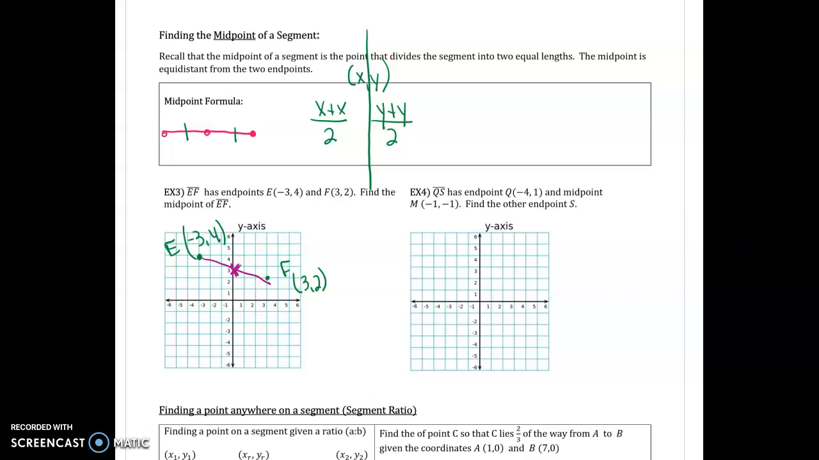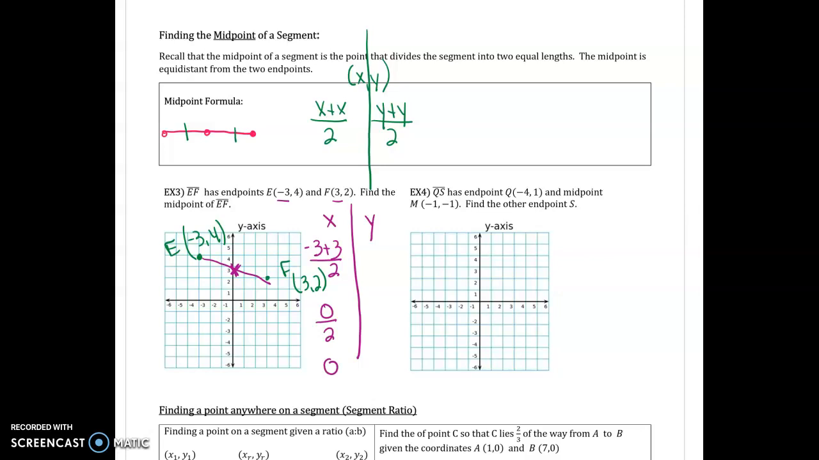All right, so what I'm going to do is add my x's. There's a side for my x, there's a side for my y, and I'm just going to add my x's. Remember, those are the first numbers in the parentheses. So -3 plus 3 divided by 2. What I'll do next is get that numerator down to one number. So -3 plus 3 is 0, and 0 divided by 2 is 0. So that's the x coordinate of my midpoint.